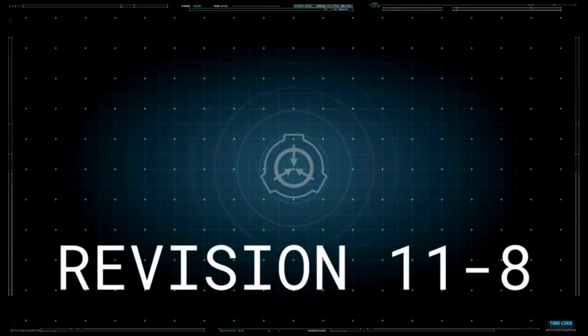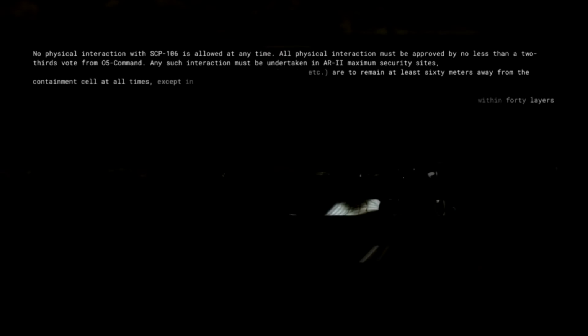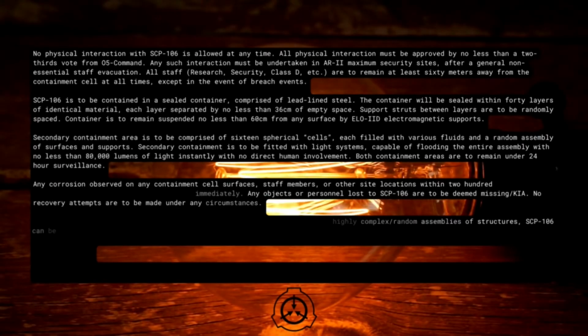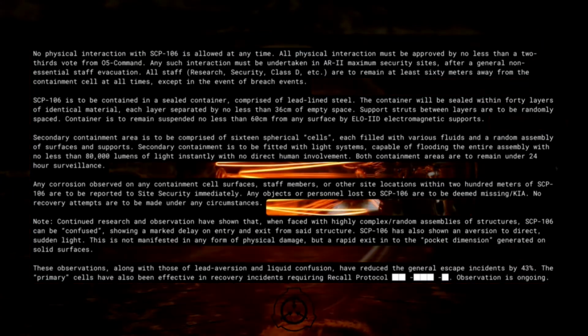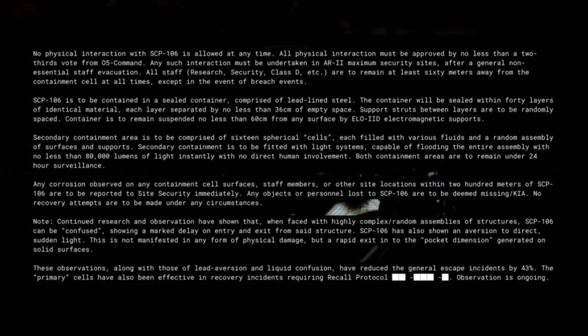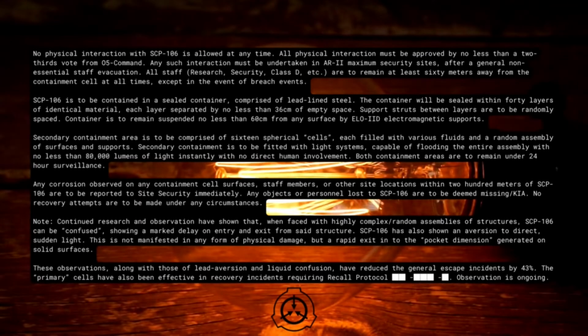Revision 11-8. No physical interaction with SCP-106 is allowed at any time. All physical interaction must be approved by no less than a 2/3 vote from O5 Command. Any such interaction must be undertaken in AR-II maximum security sites.